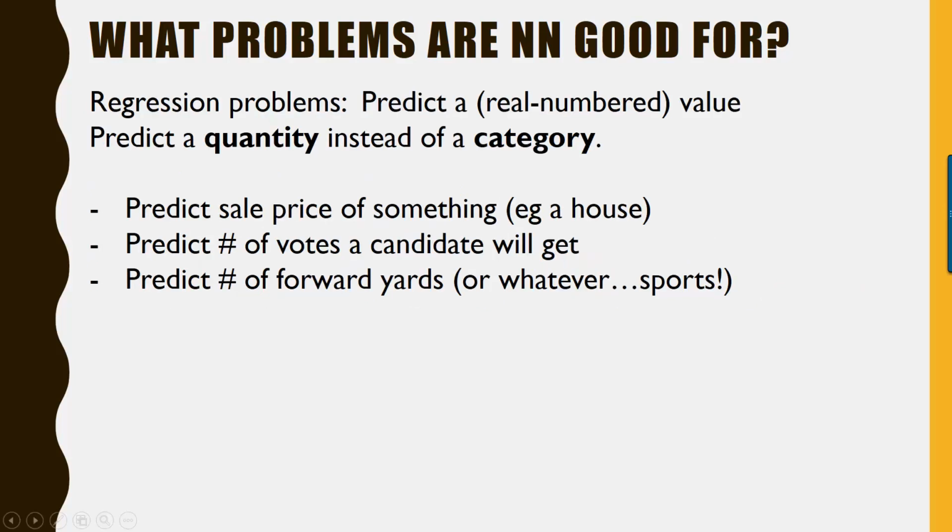A different type of problem that neural networks are good at is called a regression problem. In a regression problem, you're usually predicting a real numbered value. So you're predicting a quantity instead of a category. For example, you might predict the sale price of a house, or the number of votes that a candidate is going to get, or the number of forward yards, or whatever. I don't actually know about sports, but some particular statistic about how a sports person is performing would be a real numbered variable, and so that's something you could make a mathematical model to predict.